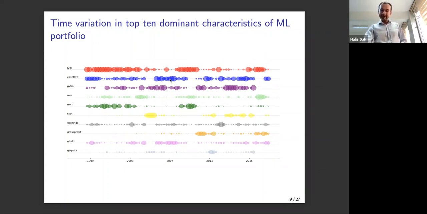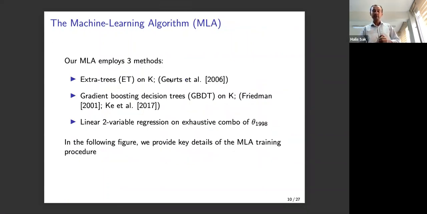So I will try to explain this in future slides, but this is our main result. So let me explain how we did that, how we just created our machine learning portfolio. As I said, we used 3 different models. The first one is extra trees.